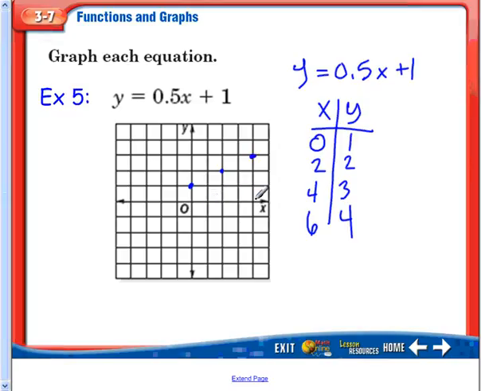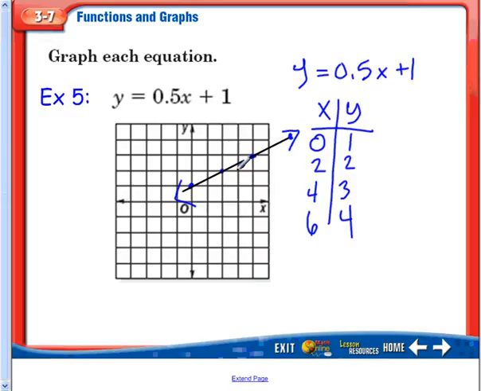And my last point, I notice I get off of the graph a little bit. So I can assume that when I create a straight line through my points, that my last point would end up right about here at 6. 1, 2, 3, 4, 5, 6. 1, 2, 3, 4. Again, this line will continue forever.